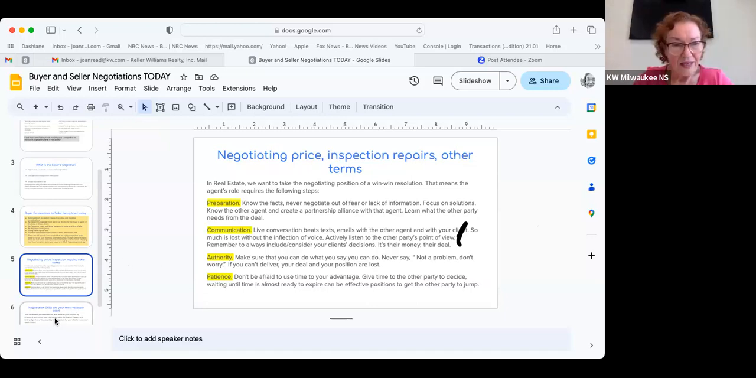So, any questions about that? Any questions that you have? Is this too general? Is this not specific enough? What are your thoughts?